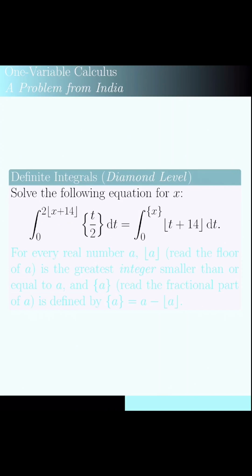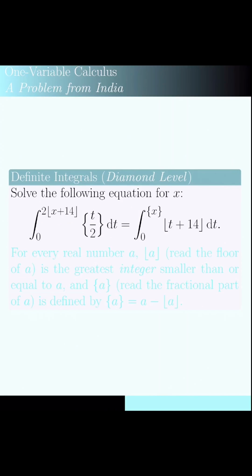Solve the following equation for x. Integral from 0 to 2 times the floor of x plus 14, the fractional part of t over 2 dt, equals the integral from 0 to the fractional part of x, the floor of t plus 14 dt.